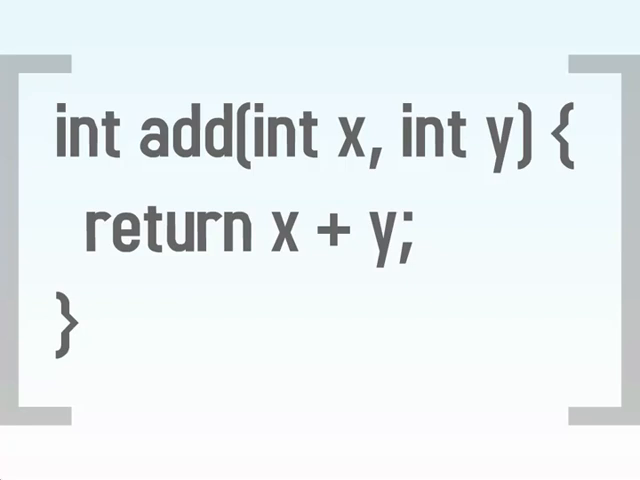Inside the curly braces, we can see that we have return x plus y, semicolon. This return is the special keyword that tells the compiler this is the value you wish to pass back to the caller. So it's going to pass back the result of x plus y and send that back to whoever called this function.